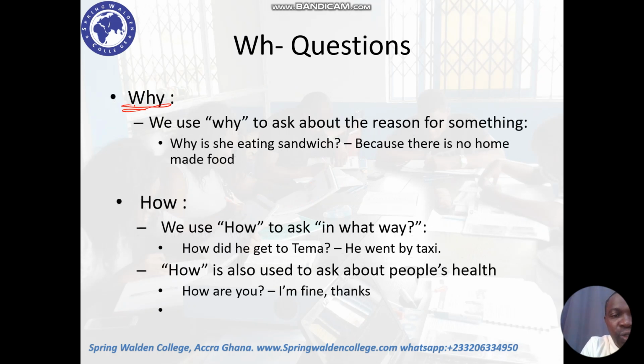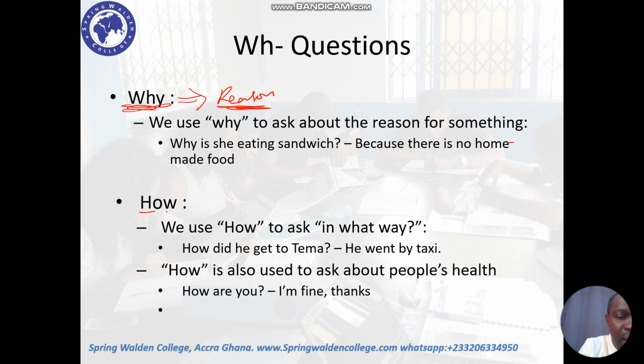Why? We use why if we want to know the reason for an activity, why an activity is done. So the reason. We have an example here. Why is she eating a sandwich? Because there is no homemade food. So why, if you want to know the reason for something.